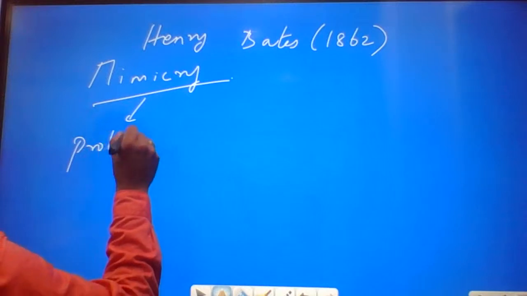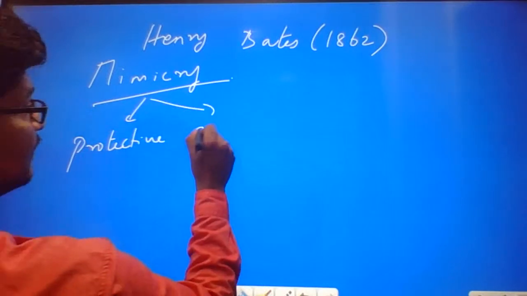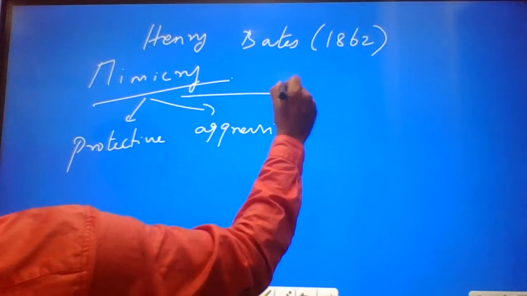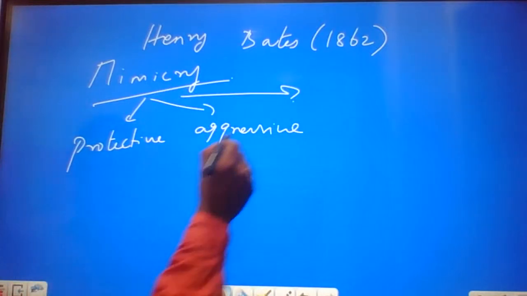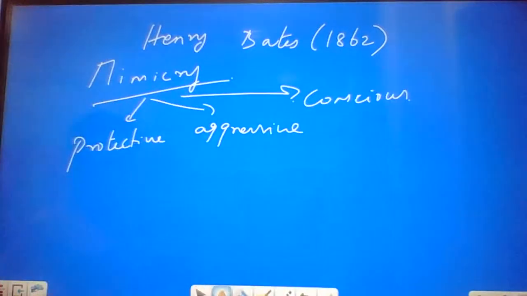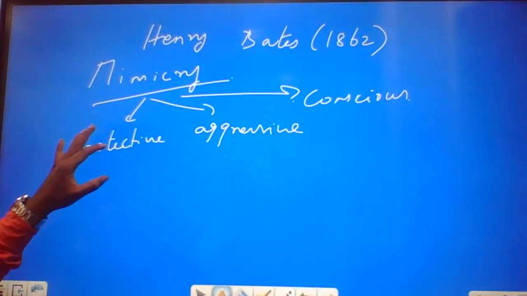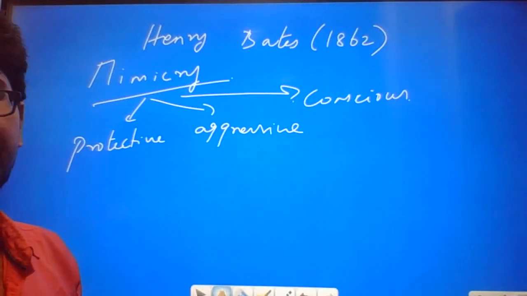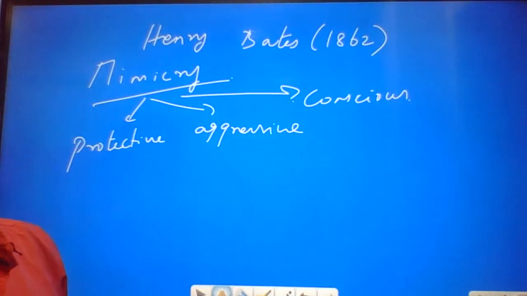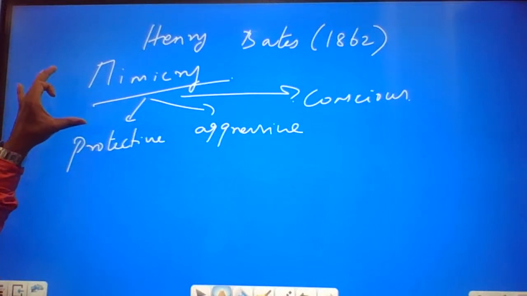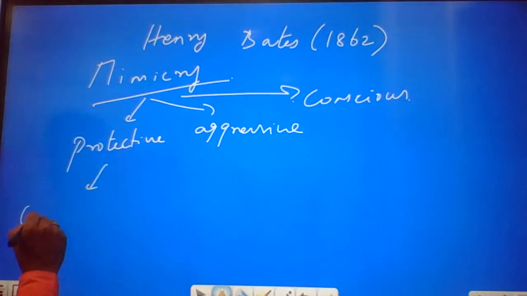Protective mimicry, aggressive mimicry, and conscious mimicry. These are the three types of mimicry. In protective mimicry, organisms mimic to protect themselves from enemies, from other unknown species, to safeguard themselves from predators. They use a process called mimicry. Protective mimicry usually has two types again.